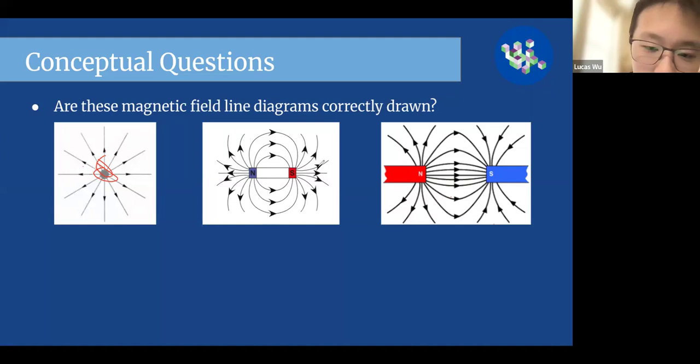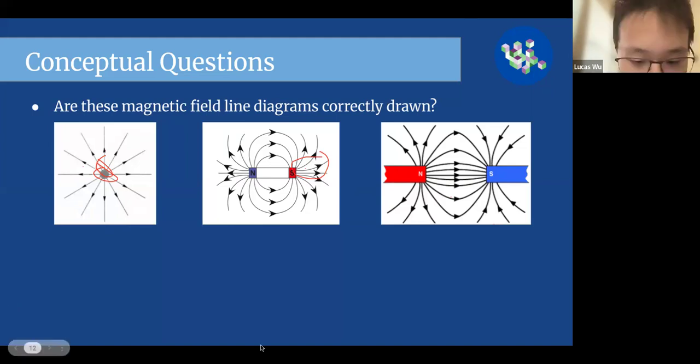So what Tony's saying is correct. He's saying that you have lines going out from the South Pole, and that can't be right because field lines point away from the North Pole and they point towards the South Pole. Here we have field lines that are pointing away from the South Pole. So the second image is wrong because we have field lines that are pointing away from the South Pole.